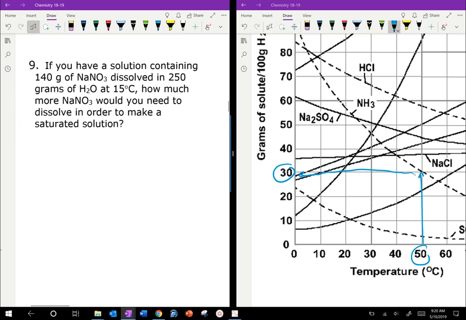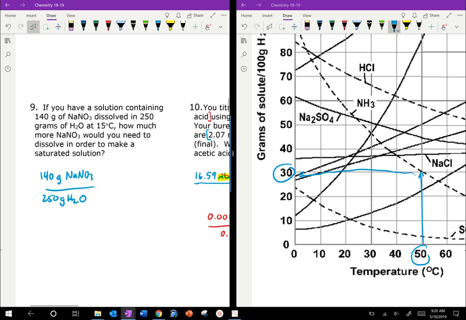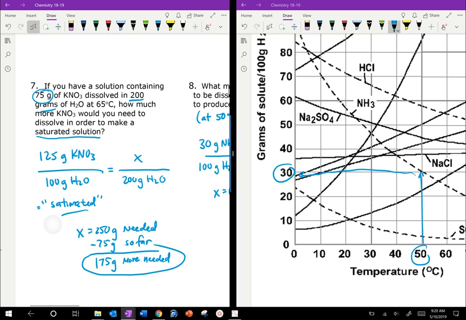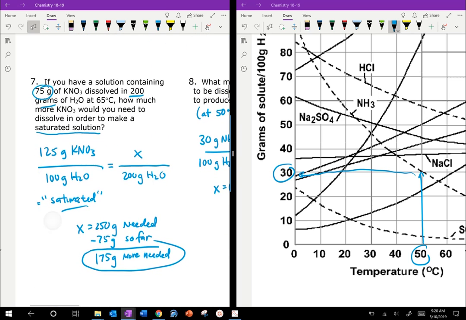If you have a solution containing 140 grams of NaNO3 in 250 grams of water, that's what I have now at 15 degrees Celsius. How much more would you need to dissolve in order to make a saturated solution? Hopefully you recognize that this looks a lot like question 7. You have a solution containing this much at this temp, how much more would you need to add?